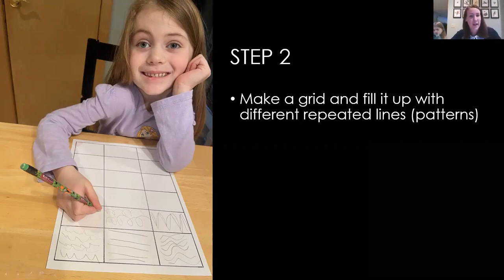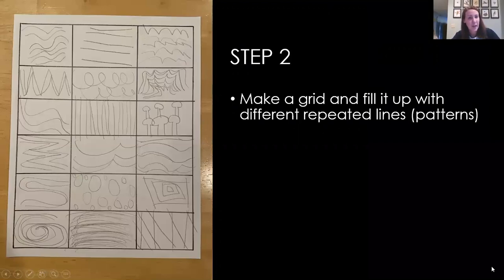So here's what Violet ended up with. These are her different lines that she made. So we kind of used this as a reference sheet, something we could go back to when we didn't know what kinds of lines we wanted to do. We used some of these lines.